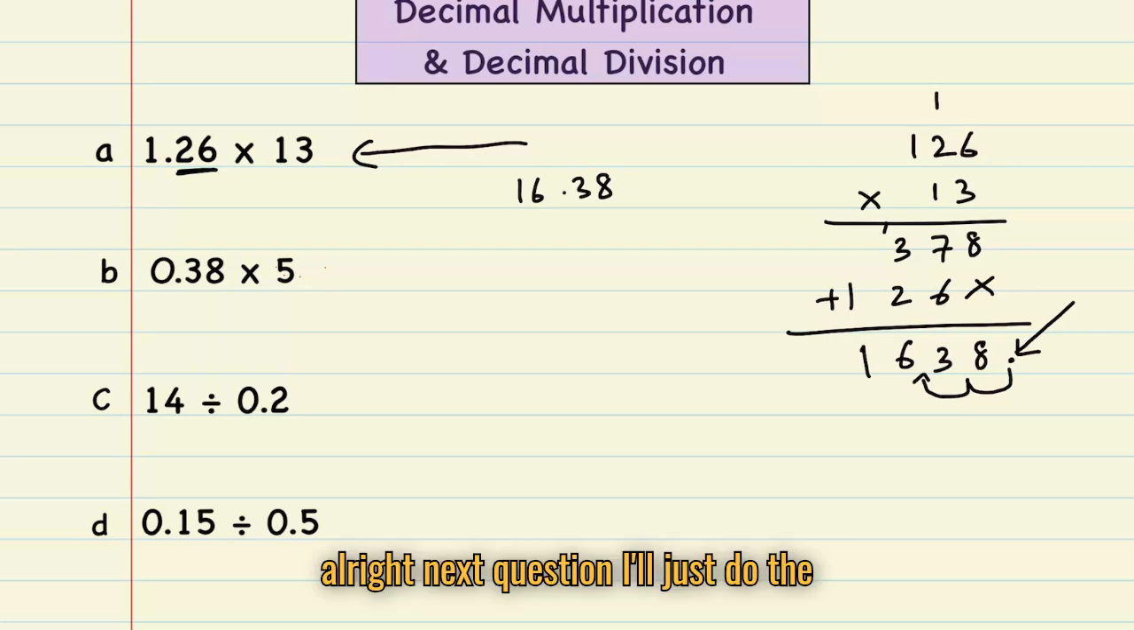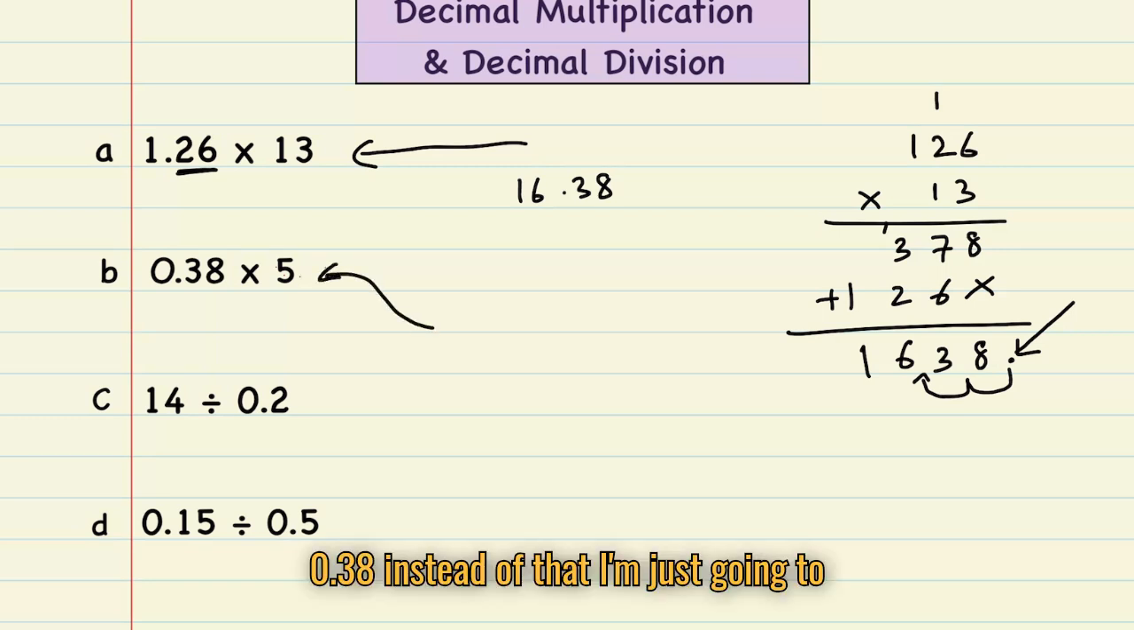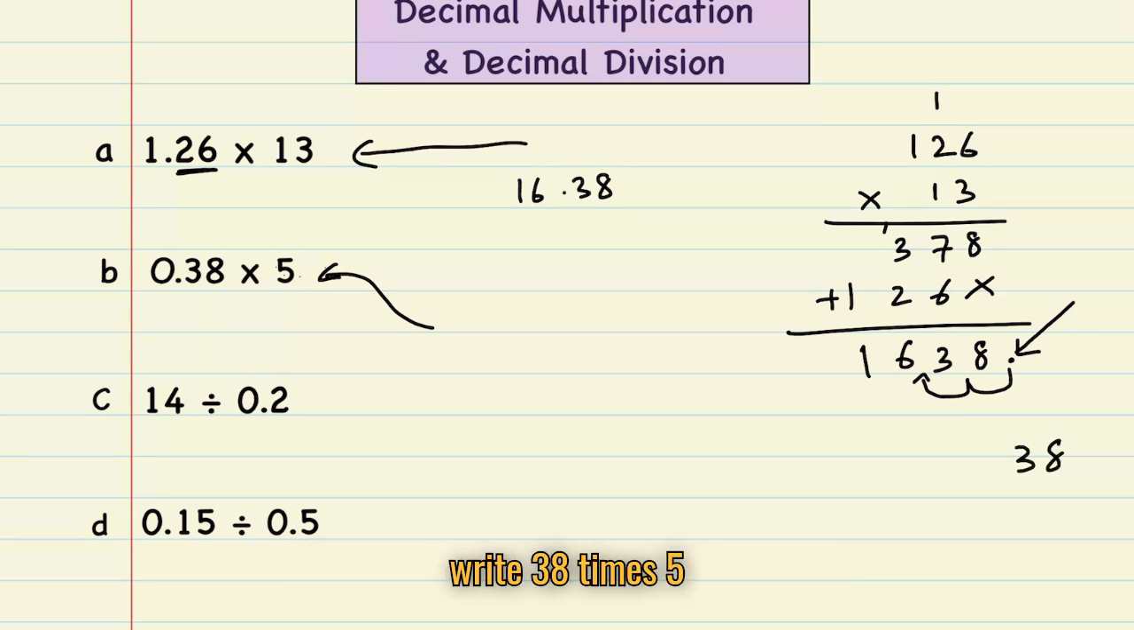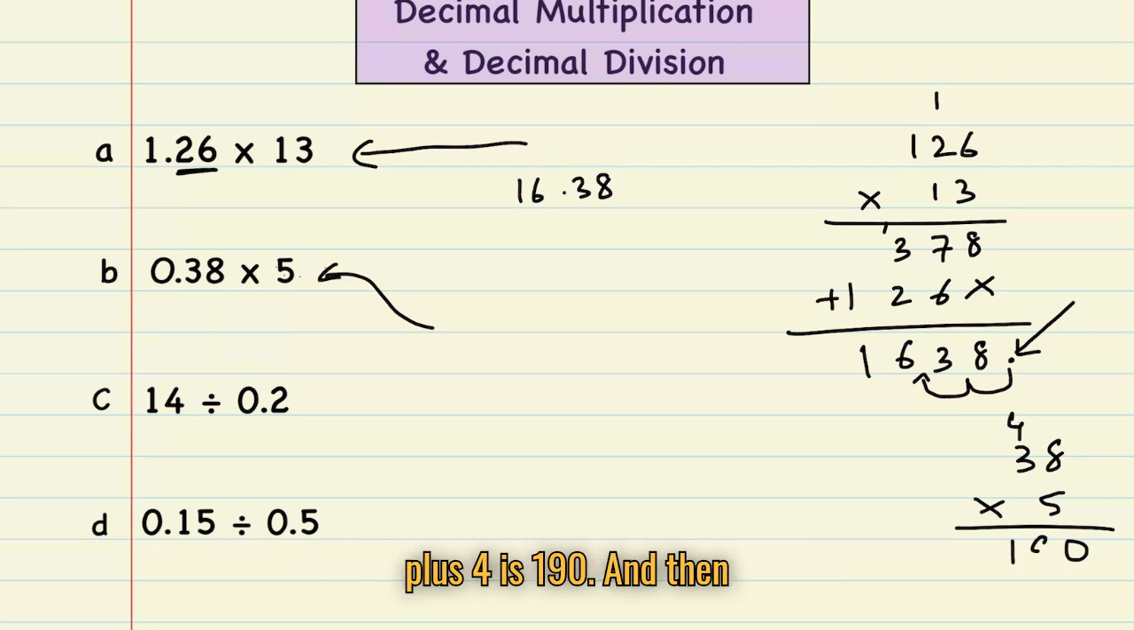All right, next question, I'll just do the same thing. I'll pretend there's no 0.38. Instead of that, I'm just going to write 38 times 5. 8 times 5 is 40, and 5 times 3 is 15, plus 4 is 19, so 190.